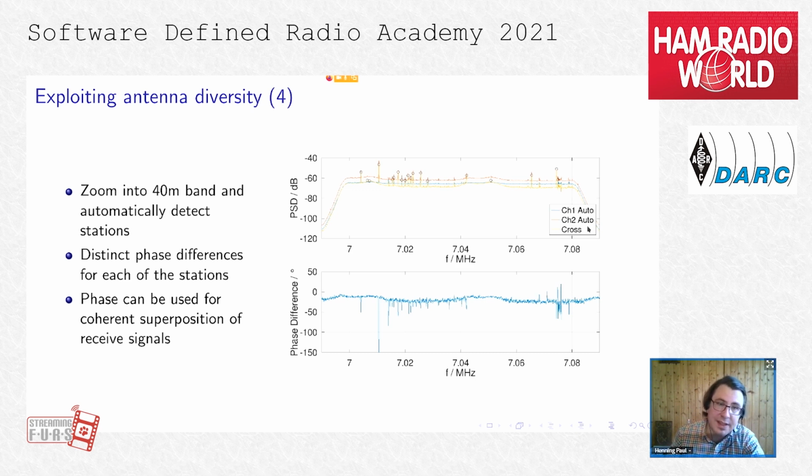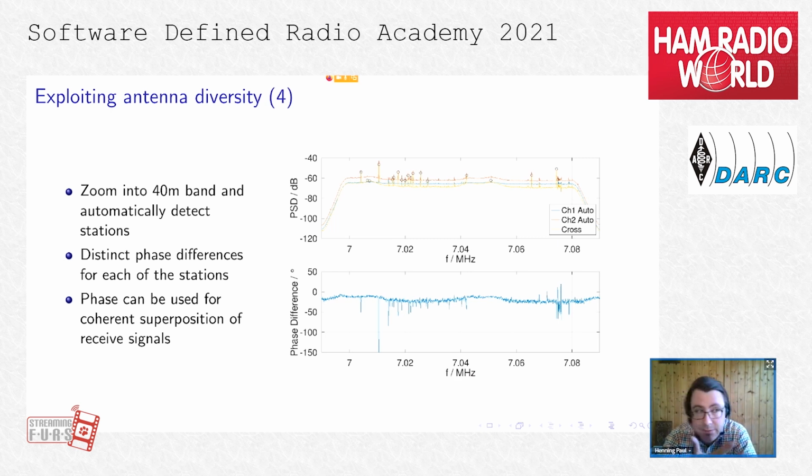It's offline processing. And what I did was to detect the peaks in the cross power spectral density. And these peaks are shown here with the circular markers. Each of those is some signal of interest. And what's particularly interesting here, in the plot down below, is the phase between these two signals. This plot tells us with what phase difference the two signals have been received. And you see here that the different stations obviously have been received with different phase angles.